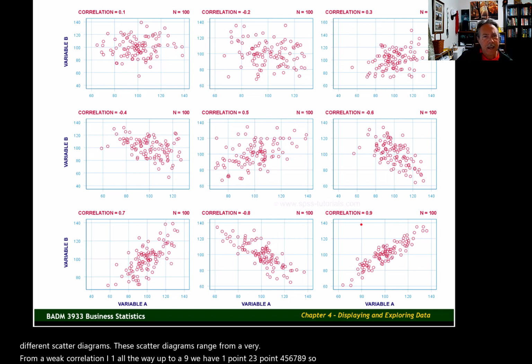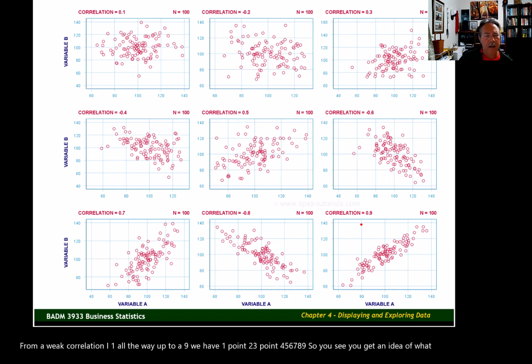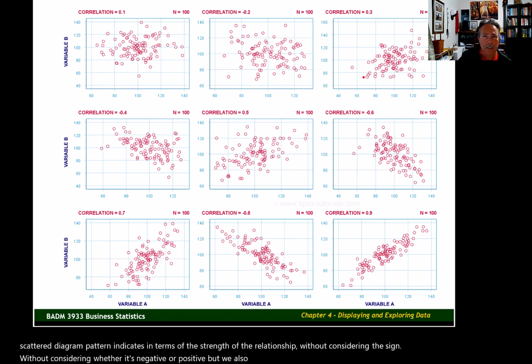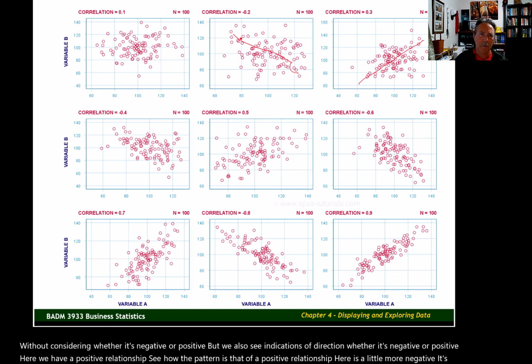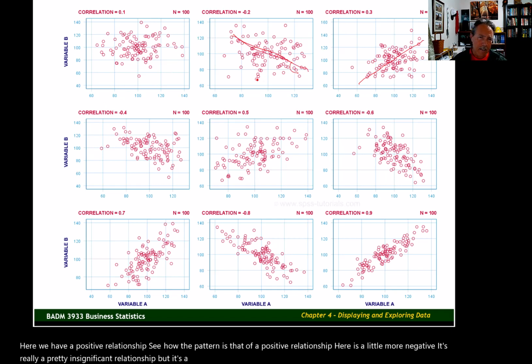So you get an idea of what the scatter diagram pattern indicates in terms of the strength of the relationship without considering the sign, without considering whether it's negative or positive. But we also see indications of direction, whether it's negative or positive. Here we have a positive relationship. See how the pattern is that of a positive relationship. Here is a little more negative. It's really a pretty insignificant relationship, but it's a little more negative. You can kind of see that pattern, the way the dots line up.